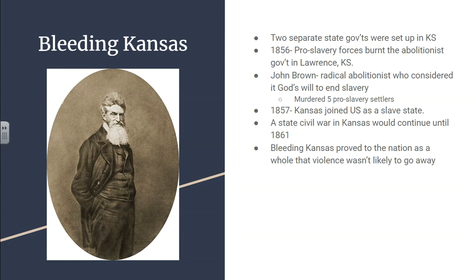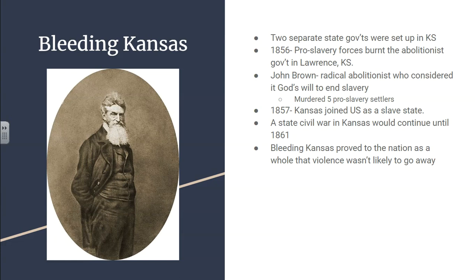And what eventually happens is Kansas sets up basically two state governments. One's pro-slavery, one's anti-slavery, and there's conflict between them. The majority of people that live in Kansas did, in fact, vote to be admitted as a free state. The federal government refused to accept those votes.